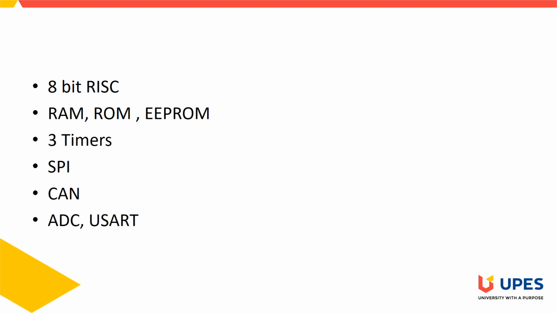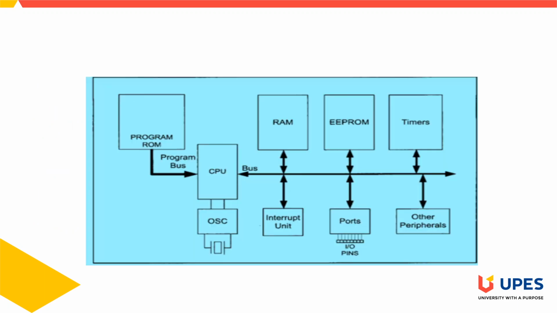It is an 8-bit RISC architecture. It has RAM, ROM, and EEPROM. It has three timers, and for interfacing, it has SPI, CAN, an analog to digital converter, and USART. This is a generalized diagram of the AVR 8-bit processor. In this we have the RAM, EEPROM, and timers. Then there is an interrupt unit, ports, and other peripherals. At this point you have a CPU, and this is your programming ROM. This is your program memory, this is your data memory, this is your timer, and this is your oscillator.